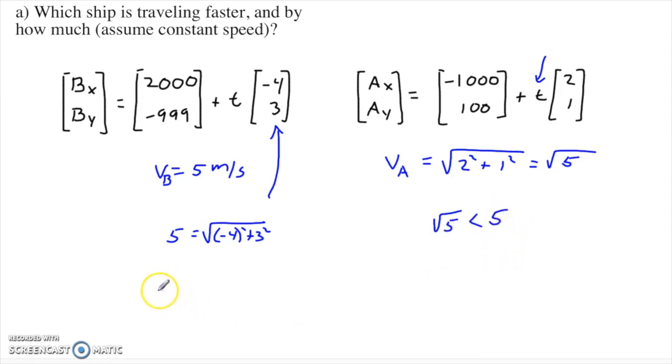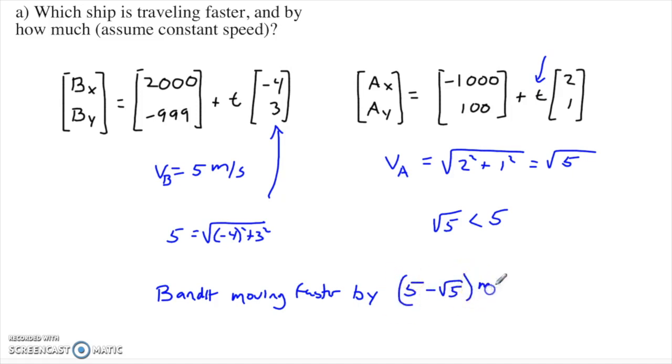So this tells us that the Bandit is moving faster, right? The Bandit is moving faster. By how much? Well, by the difference between these two, right? By 5 minus rad 5, whatever that quantity is, meters per second. Okay, so the Bandit is moving faster by whatever the difference between 5 and rad 5 meters per second is.